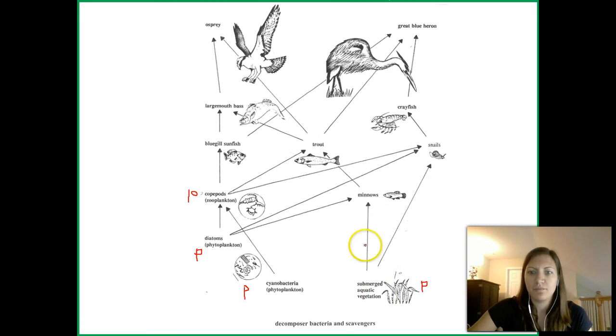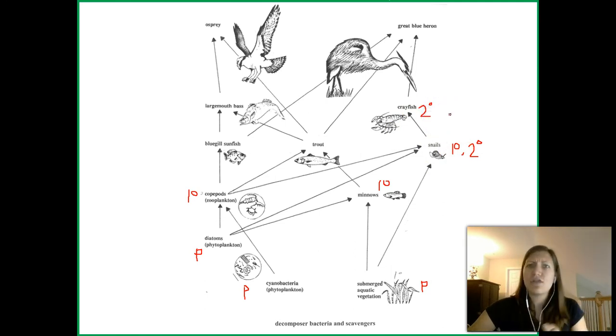All right, let's take a look at minnows. Minnows eat a producer, okay, must be a primary consumer. Let's take a look at these snails. So snails are eating a producer, so that automatically makes them a primary consumer. But they don't eat just producers. They eat this vegetation, they eat these diatoms, but they're also eating copepods. Copepods are a primary consumer. So if snails are eating a primary consumer, that must make them a secondary consumer. I can go to the crayfish next. The crayfish can eat the snail as a primary consumer, so that would make the crayfish a secondary.